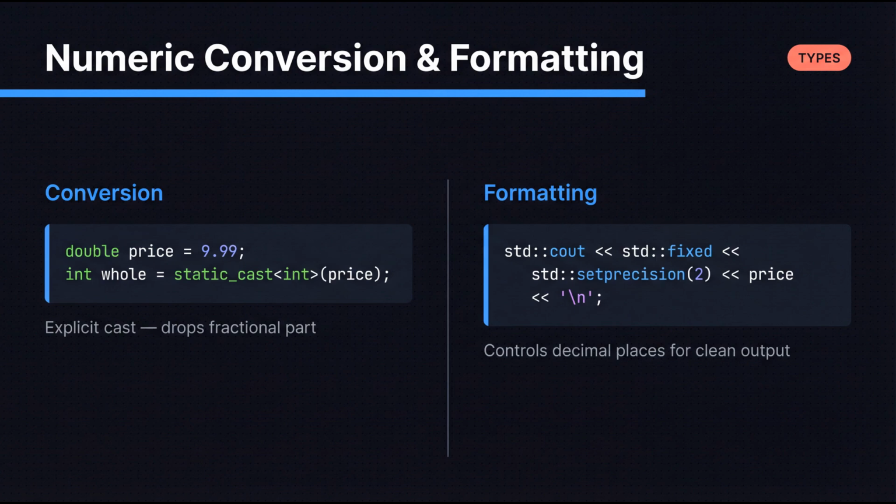Second, output formatting. By default, cout prints doubles with up to 6 significant digits, which can look messy. To control decimal places, use the fixed and setprecision manipulators from the iomanip header. std::cout << std::fixed << std::setprecision(2) << price. This prints 9.99, exactly 2 decimal places. Use this for prices, percentages, or any output where formatting matters.